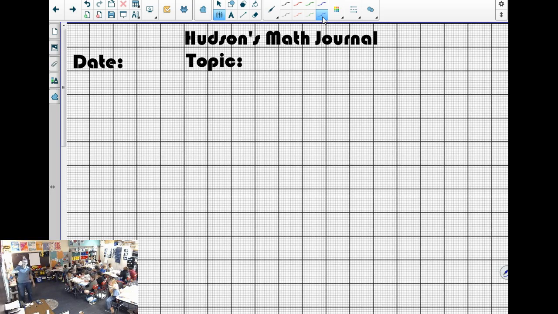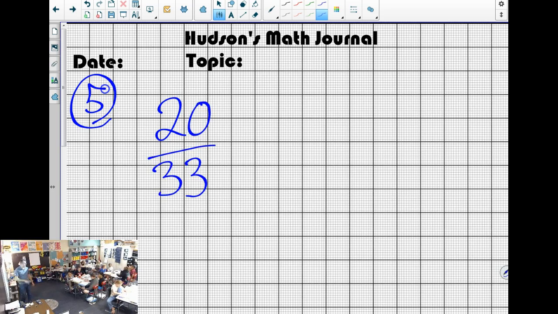Write down the fraction 20 over 33. We're going to stop talking about appetizers now. You're making us hungry. Now, I have a challenge for your team. Without a calculator, figure out the decimal value of this number.